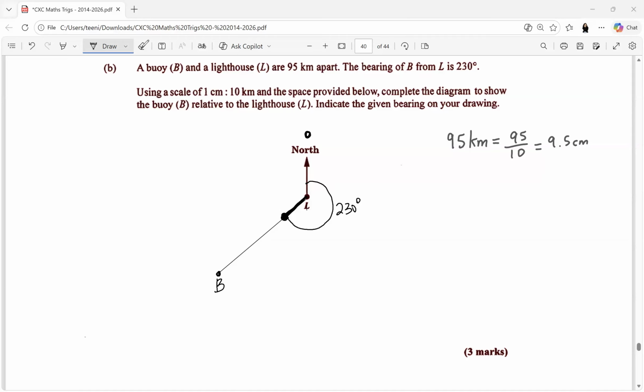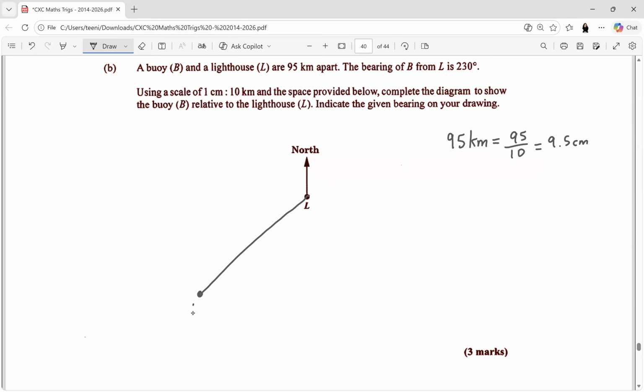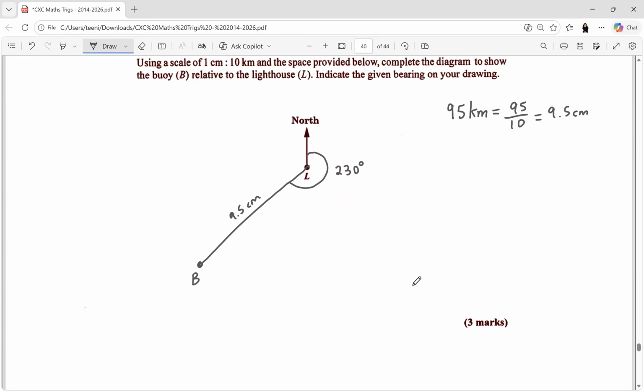If you're not sure how to use a protractor, please go and revise how to use the protractor, or message me. So B would be maybe about here. So you have your line, and this is B. This clockwise angle is 230 degrees. So this line here is 9.5 cm. And there you go.